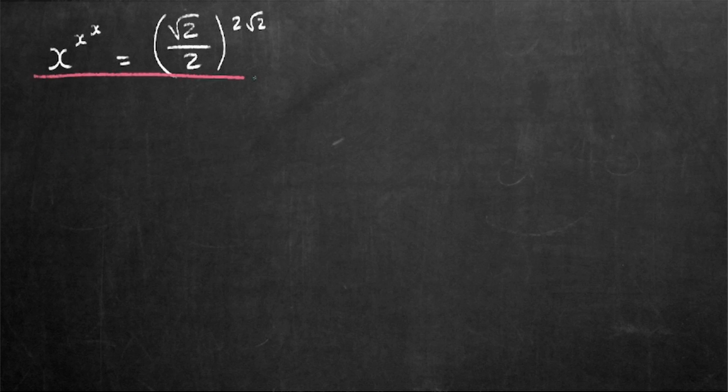Okay, so this is a really nice problem which helps introduce you to power towers. Power towers are where you see this x to the x to the x here, and you could write this as a tetration, so x tetrate 3 like so, but we're going to leave it as a power tower just so it's easy to understand what's going on. We've got x to the x to the x equals root 2 over 2 to the power 2 root 2.